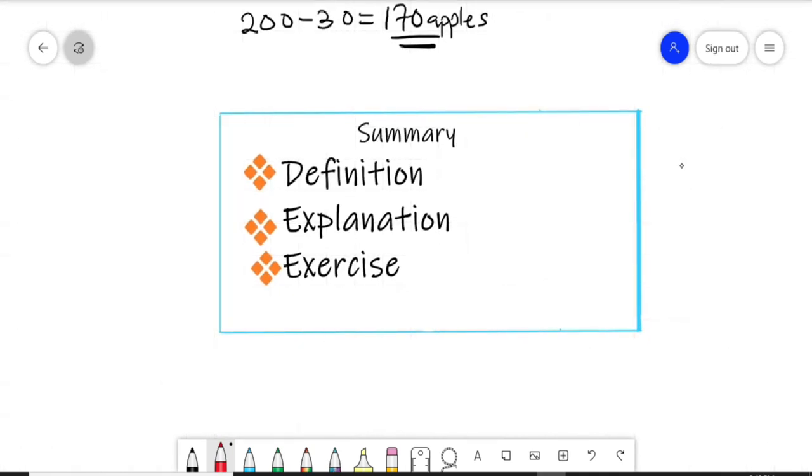So the summary for today: I gave you the definition of ratios and percentages. Under explanation, I gave you an instance of the ratio of apples to bananas, and then I solved the examples for you under ratios and percentages.